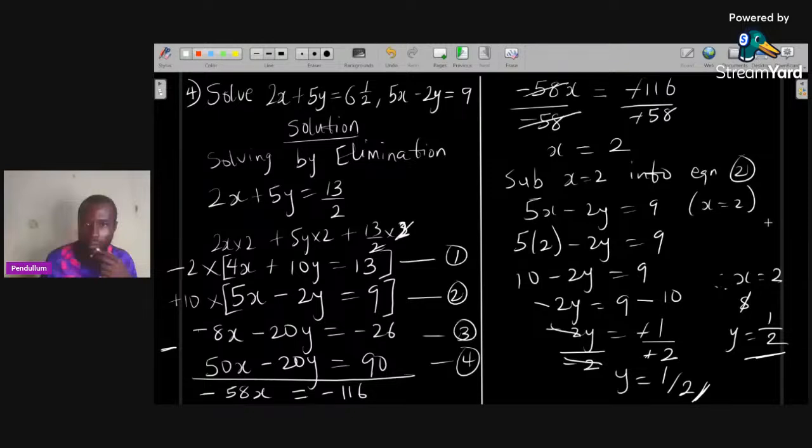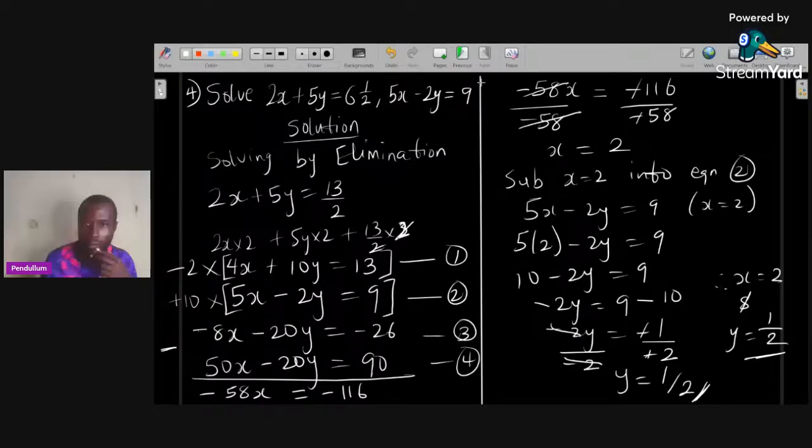Alright, so this is the elimination method. I hope it's clear. I hope you followed through. Finally, we'll just solve by substitution and that will be that. Alright, I hope you got this. So finally, let's look at the substitution method.